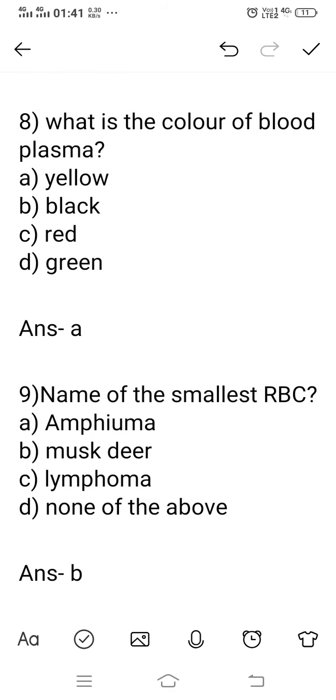Question number 8. What is the color of blood plasma? Option number A, yellow. Option number B, black. Option number C, red. And option number D, green.